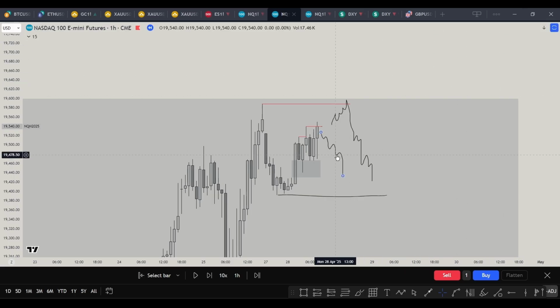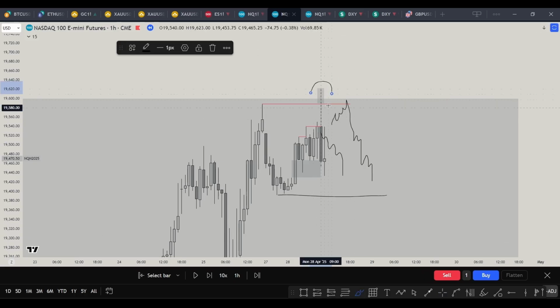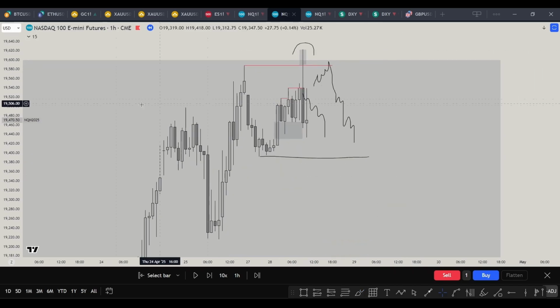Like next candle, if you see, it takes the high and doesn't sustain here. So this was the first signal that price is not gonna sustain above previous week high, and it made an SFP here. You can see it just took the high and closed inside the range only. So this is the example.